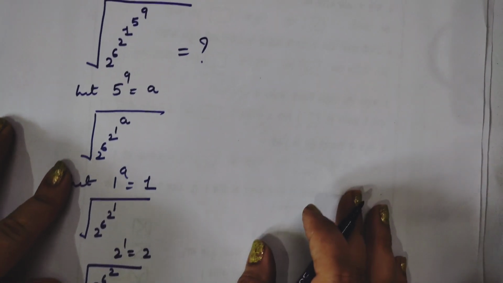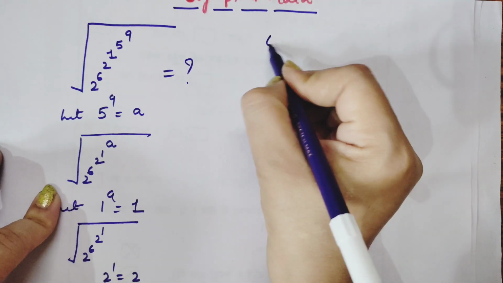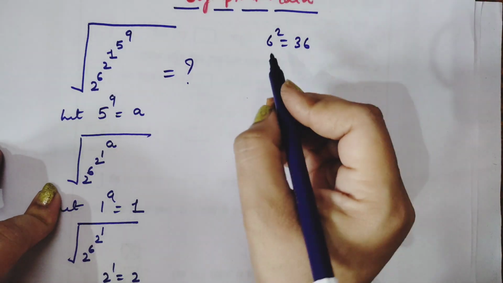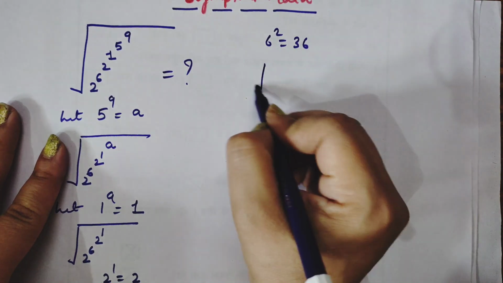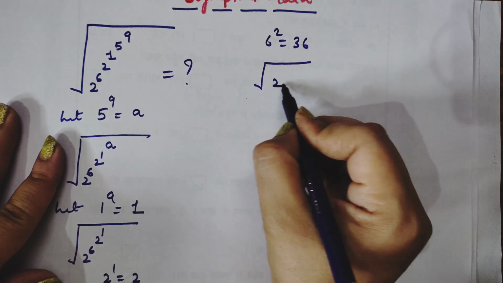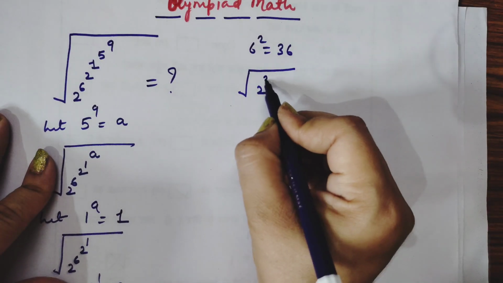After that you can see 6 square is equal to 36. So instead of 6 power 2 we'll write 36 here. 6 power 2 is equal to 36.